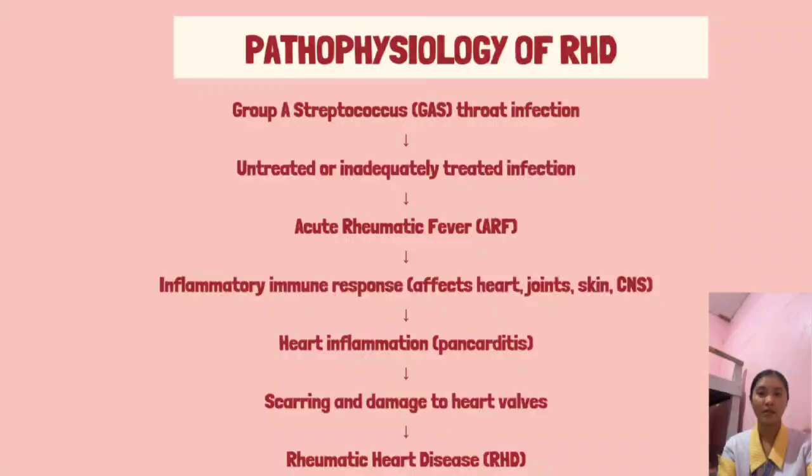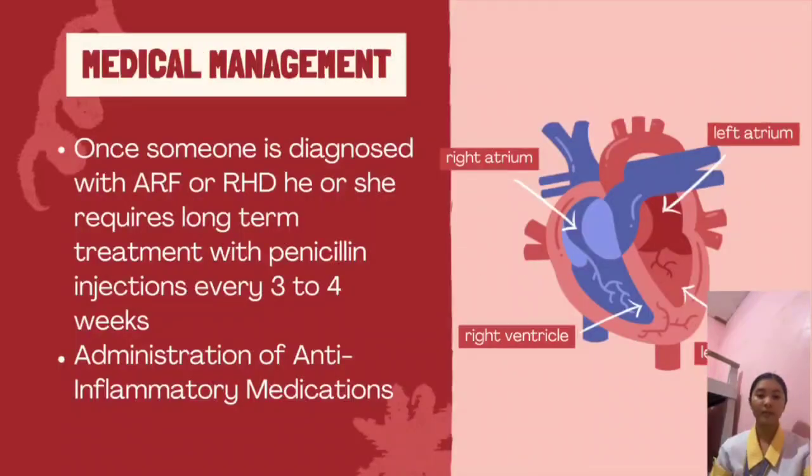Then we have the so-called rheumatic heart disease. So rheumatic heart disease is a chronic condition that results from permanent damage to the heart valves caused by acute rheumatic fever. It can develop years or even decades after the initial GAS infection and acute rheumatic fever episode. So RHD is a leading cause of morbidity and mortality, especially in low-resource settings where access to antibiotics and healthcare may be limited. We can now proceed to the medical management of rheumatic heart disease.